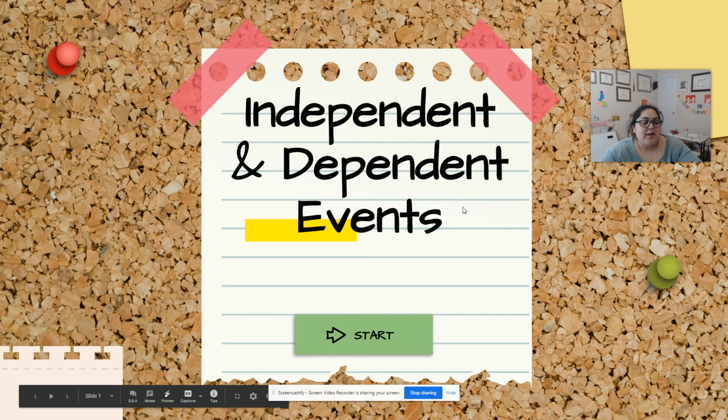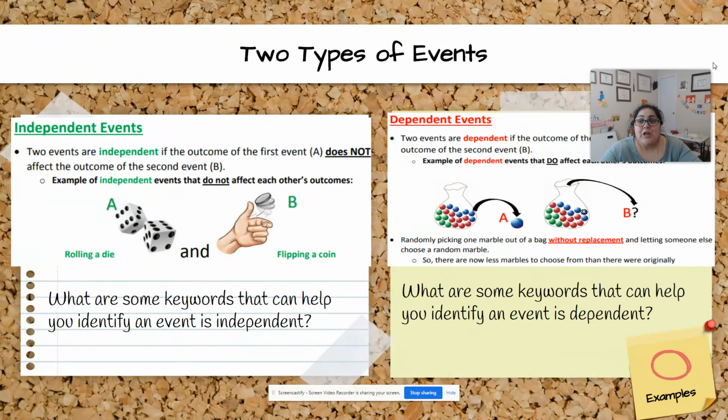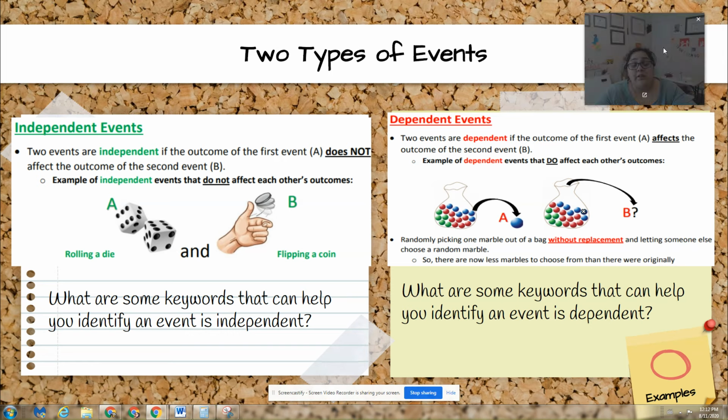All right, so we're going to start with independent and dependent events. Quick review. You already know this, okay? So it's not like anything brand new. It's something that you were taught back in middle school, and I know it's been a couple of years, so that's why we're doing a quick video just to remember what it is, okay?